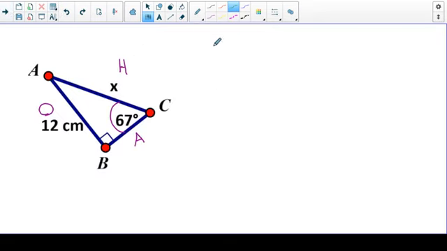So here's the way I set this up. I'm going to write sine of my reference angle is equal to opposite over hypotenuse. So here that's 12 over x.